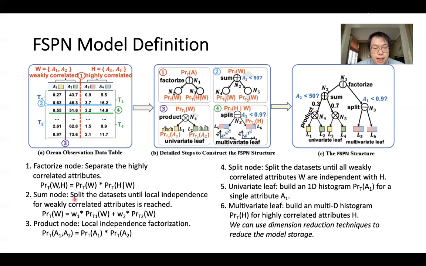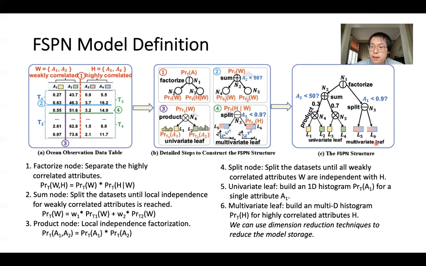So it contains a sum node which splits the dataset until local independence appears, and a product node which detects whether for the current subset of data there exists some attribute independence. If there exists, then you try to decompose it using independent factorization tools. And when there is only one attribute left, then the FSPN builds a univariate leaf, i.e. a one-dimensional histogram or other parametric distribution functions to directly model its distribution.